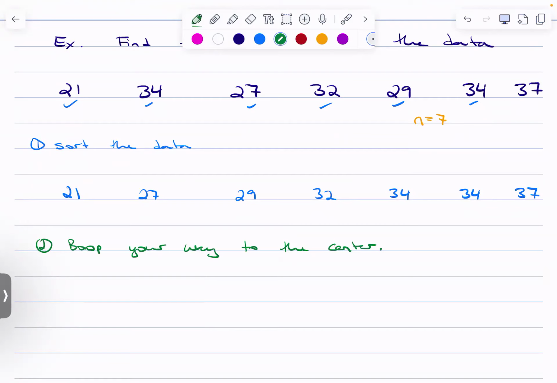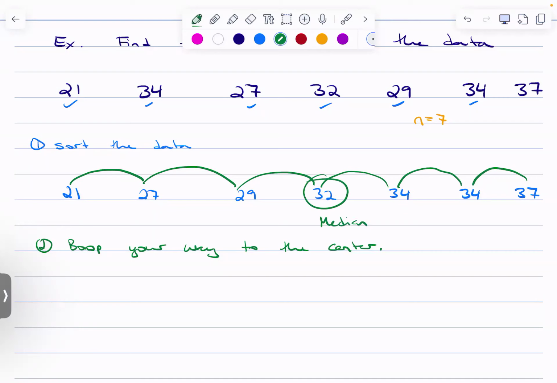And so it's confusing because you have to do it simultaneously moving in. Right? And so boop, boop, boop. And I land on 32. So now the median is 32, which means half of my data is below 32 and half of my data is above 32.